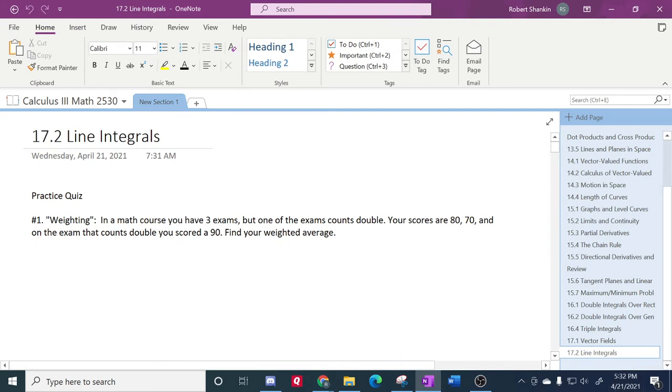Okay. All right. So, practice quiz. The practice quiz questions today are kind of setting you up so that you understand these line integrals. The first one seems kind of strange, about weighting. In a math course, you have 3 exams, but one of the exams counts double. Your scores are 80, 70, and on the exam that counts double, you score 90. Find your weighted average.